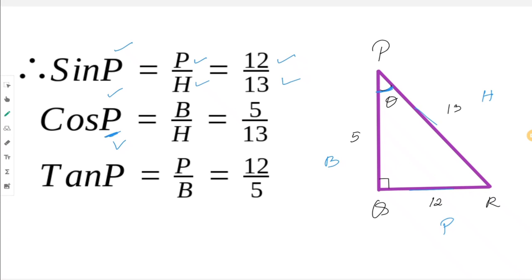Cos P again. What are the two sides? Base by hypotenuse. Base is 5, hypotenuse is 13. So cos P is 5 by 13. And then tan P again. What are the two sides for tan? Perpendicular by base. What's my perpendicular? Perpendicular is 12. Then what is the length of my base? 5. So tan P is 12 by 5. That is how we'll get all the three.